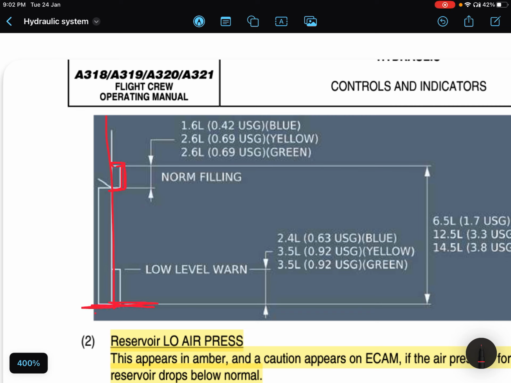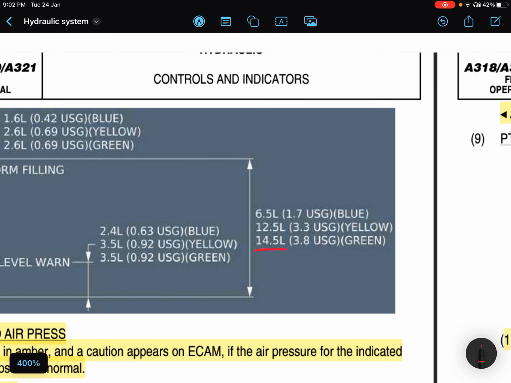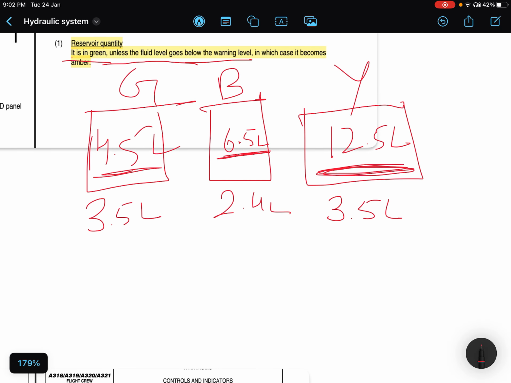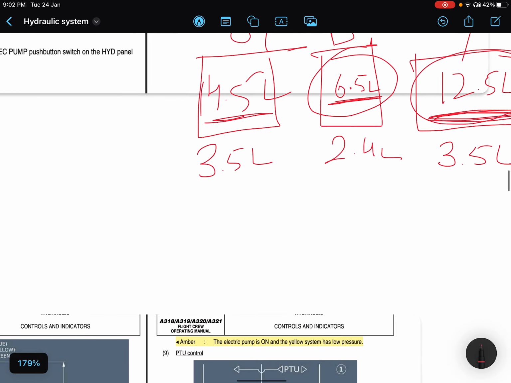Let's start from here. This arrow will show how much fluid these reservoirs have. If it is between these two, in this area only, it means the filling is normal. And how much is it? It is 14.5 liters for green, 12.5 liters for yellow, and 6.5 liters for blue, as I told you.